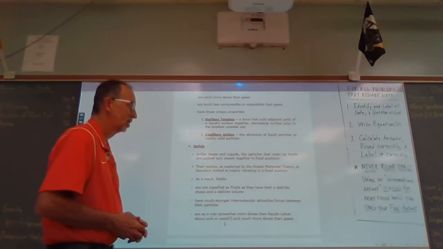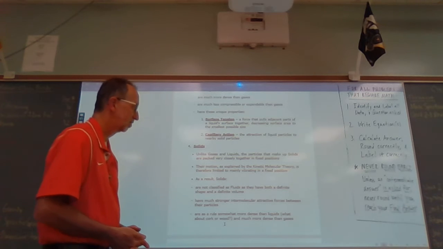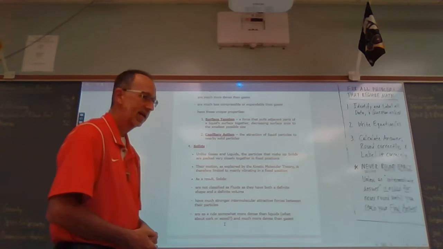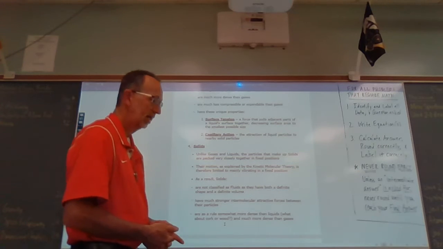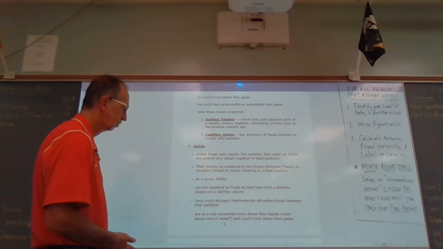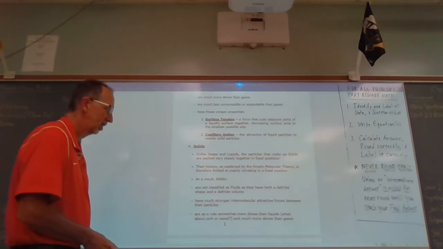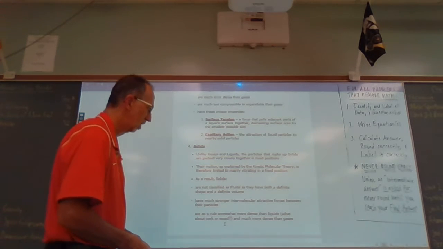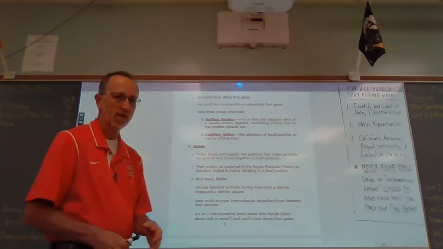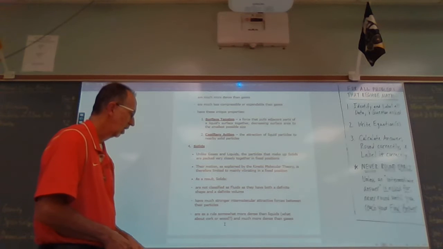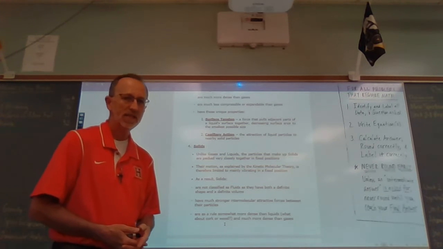Unlike gases and liquids, the particles that make up solids are packed very closely together in fixed positions. Their motion, as explained by the kinetic molecular theory, is therefore limited to mainly vibrating in a fixed position. As a result, solids are not fluid, so they have both a definite shape and volume. They have much stronger intermolecular attractive forces between them because they're so close together, and are, as a rule, somewhat more dense than liquids.